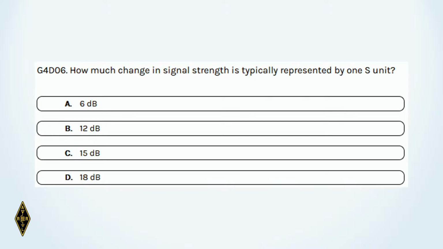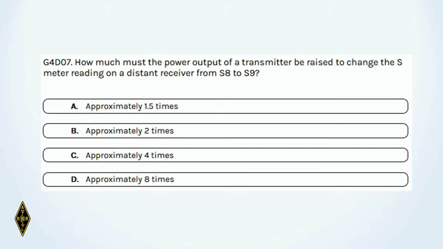And how much change in signal strength is typically represented by 1 S unit? Alpha. Yep, 6 dB, or 4 times. And how much must the power output of a transmitter be raised to change the S meter reading from S8 to S9? Charlie. Yep, 4 times.